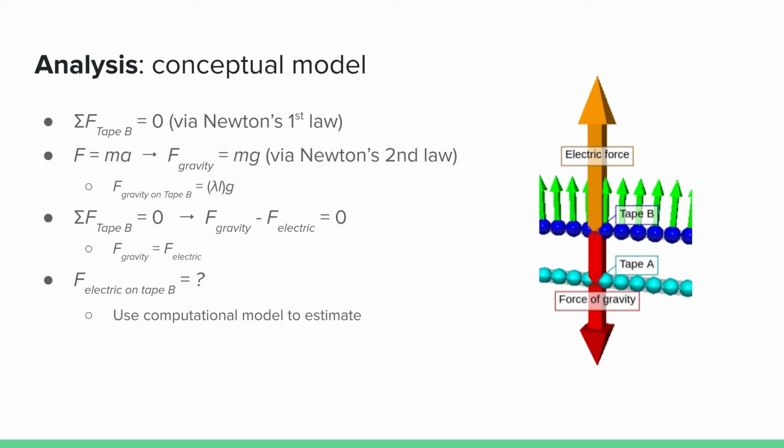Because tape B is stationary within our frame of reference, we know that the net force acting upon it must be zero, by Newton's first law of motion, and it is in equilibrium. By first calculating the mass of the tape via its length and linear mass density, we can use Newton's second law of motion and the acceleration due to gravity on the Earth's surface to determine the magnitude of the force that tape B experiences due to gravity. Because the net force is zero, we know that the magnitude of the force on tape B created by the electric field for tape A must be equal to the magnitude of the gravitational force.